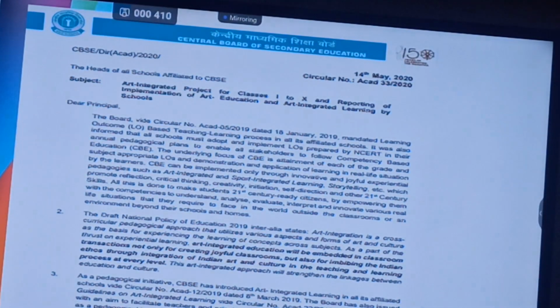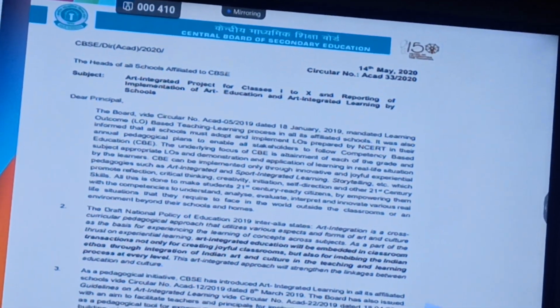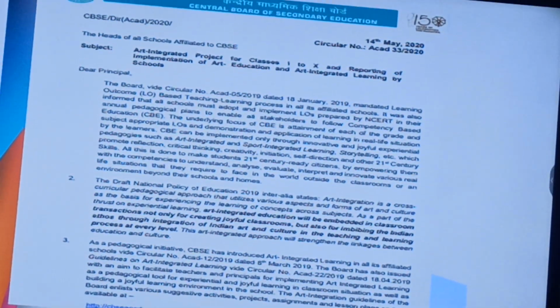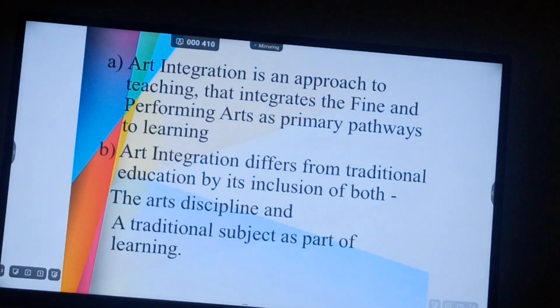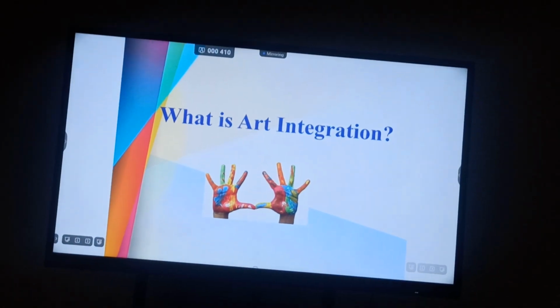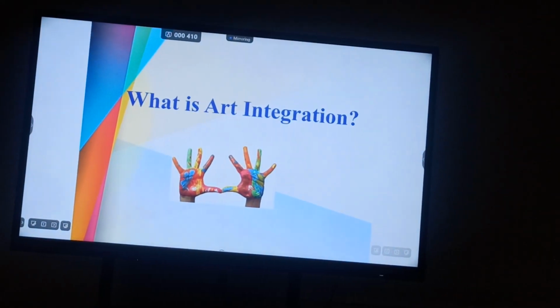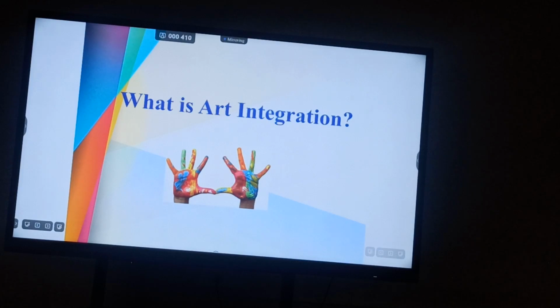This one is very important. 14 May 2020. But there is a recent circular also that has come for AIL, art integrated learning. Any doubt? This is the best circular. Everything is there. Why? How much? How many? By the way, for grades 1 to 8 only one project is expected. The mandate is one project, but multidisciplinary, transdisciplinary. They are using transdisciplinary as one project. Next, for 9 and 10 it is one project per subject. For 1 to 8, one for the year for one child. It could be individual, it could be group also.